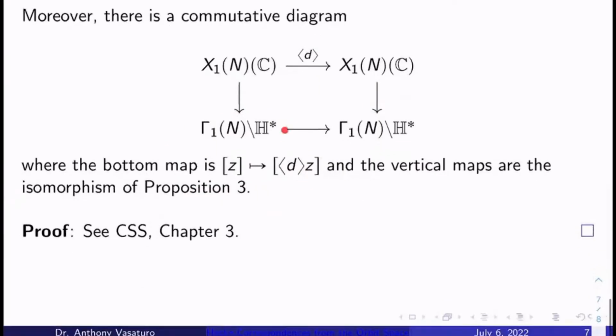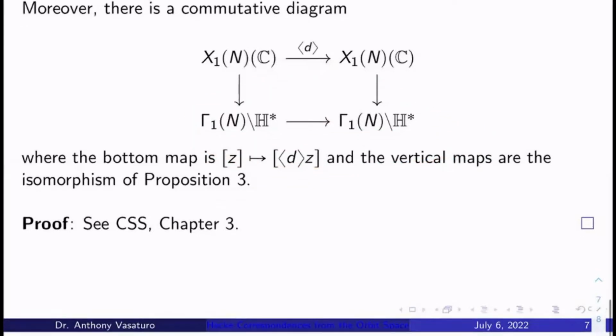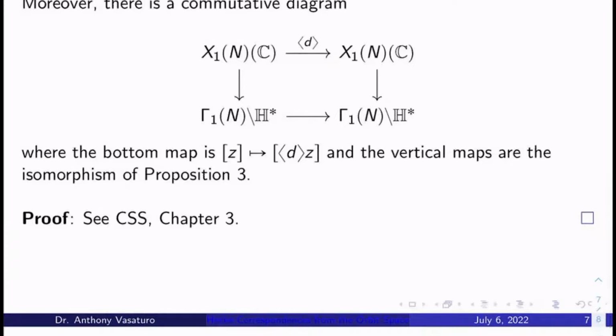Again, the question is, is there a map on the bottom making the square commute? Or in other words, is there a way of thinking of the diamond operator orbit theoretically? What does it do on fundamental domains for Gamma_1(N), basically? Very simple map this time around. It wasn't super nice maybe for the Hecke correspondence, but for the diamond automorphism, it is. The map on the bottom here takes the orbit of z in H*, and it just sends it to the orbit of diamond(d) z.